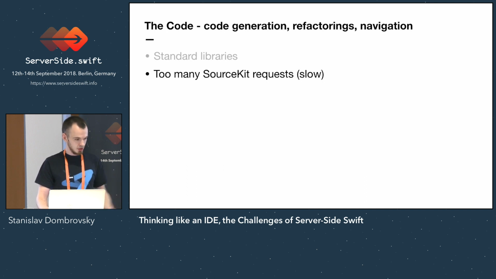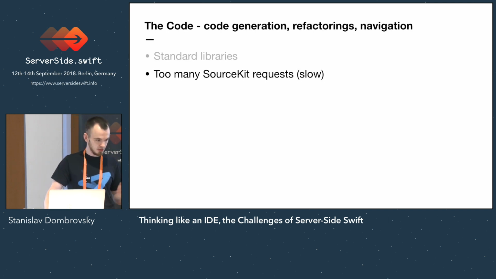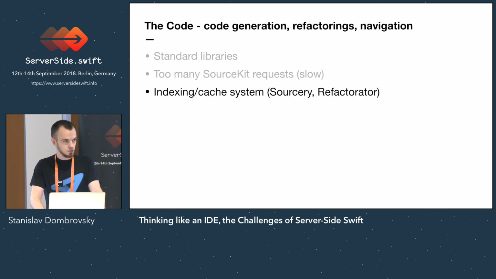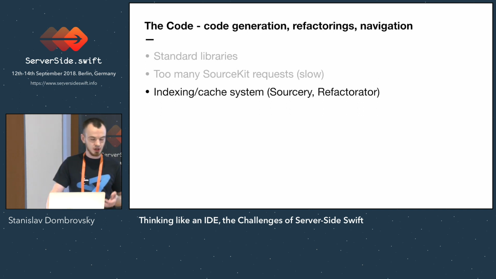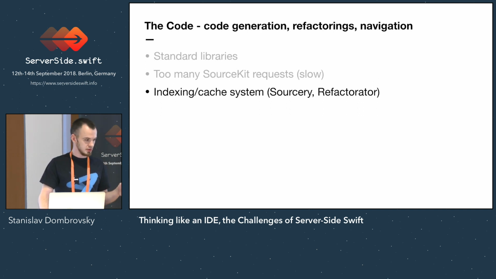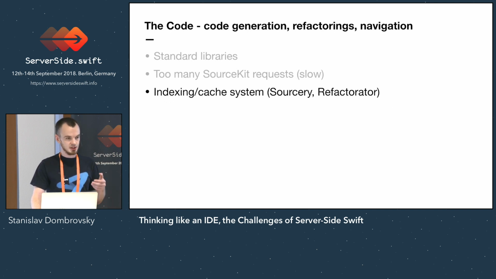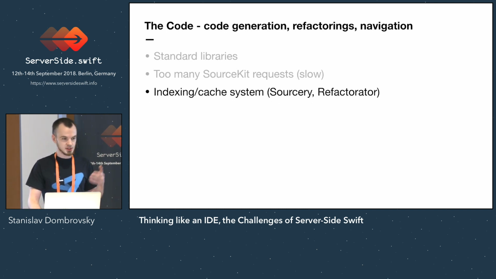We first need to load it using a separate request. Next, to receive the syntax and semantic information, and next we need to cache it. And here we need an indexing and cache system to perform it fast. That's, for example, the case for Sourcery and Refactorator. Sourcery needs a cache system but does not have it yet for its templates, to compare your own symbols in your templates with standard library symbols, for example, or with symbols from third-party dependencies. Refactorator needs a cache system and actually uses the Xcode cache system to perform a fast rename refactoring in the context of the whole project.